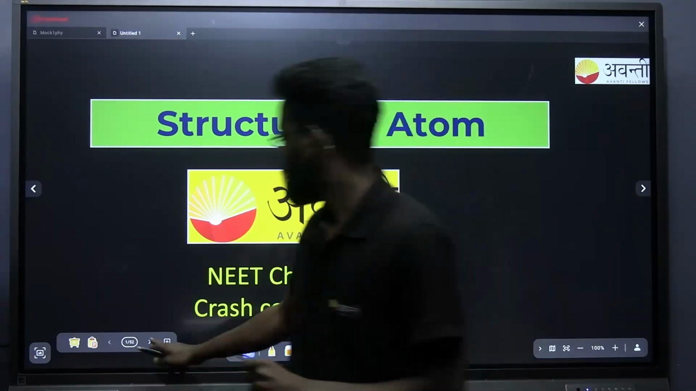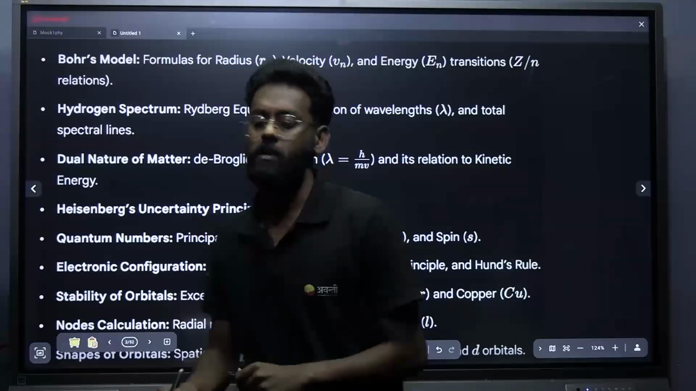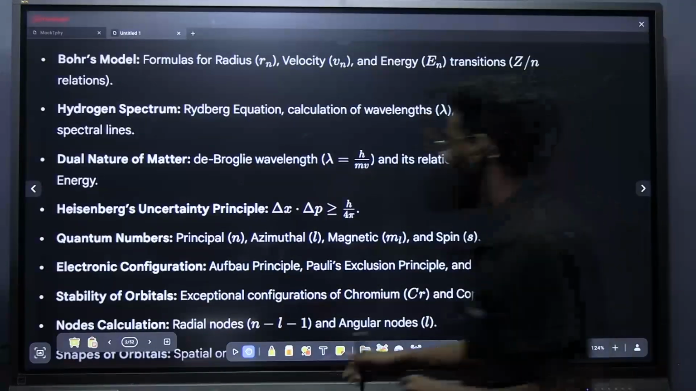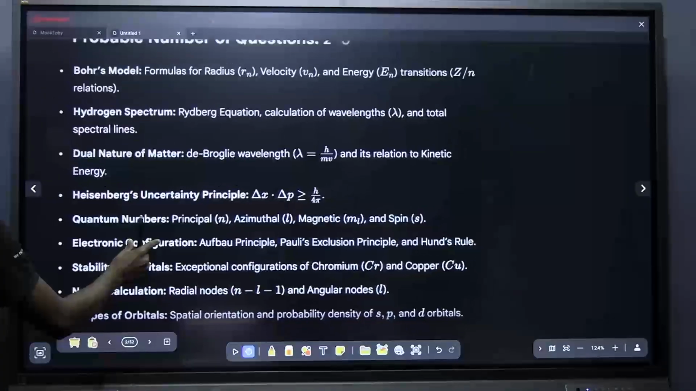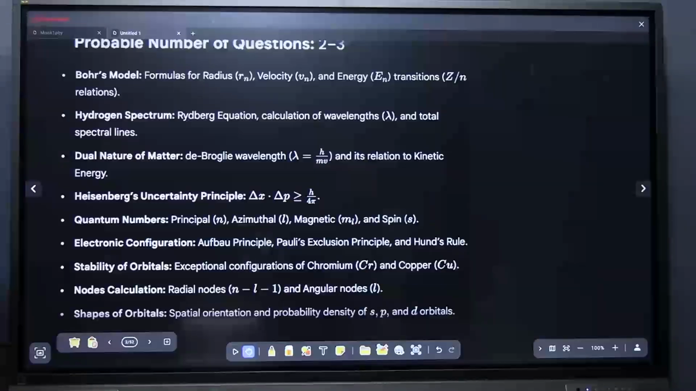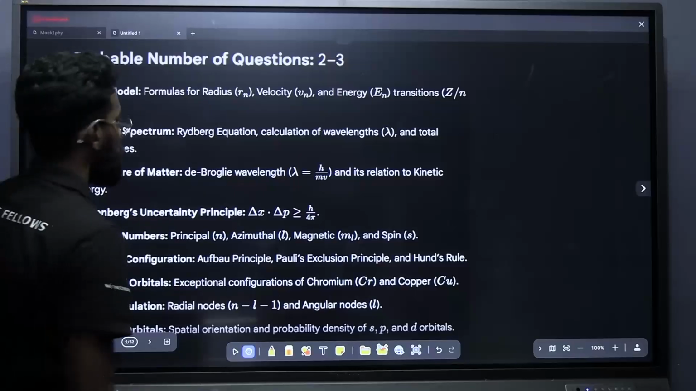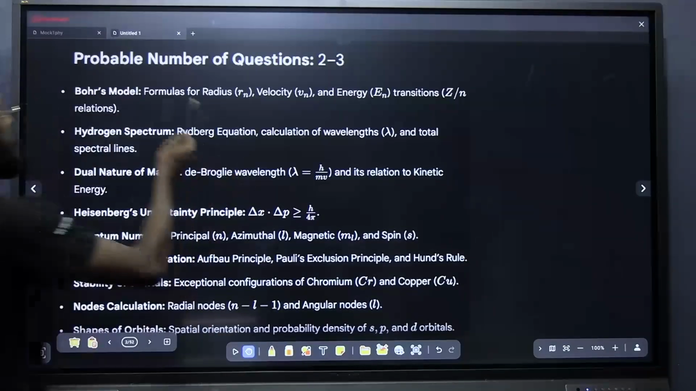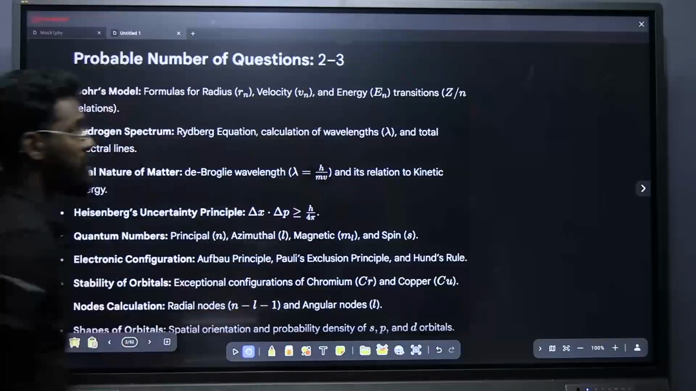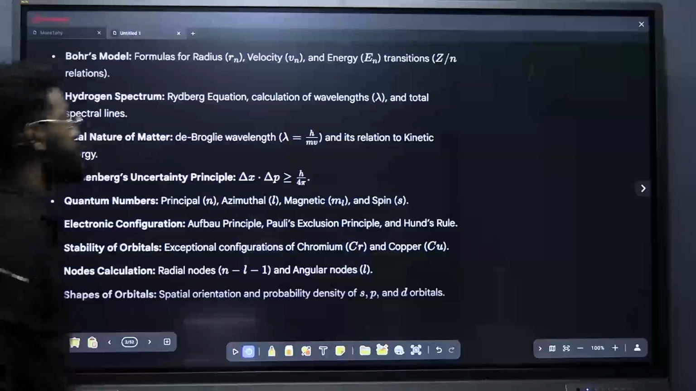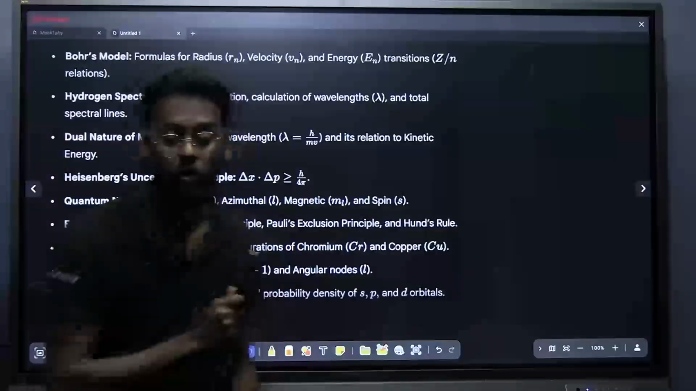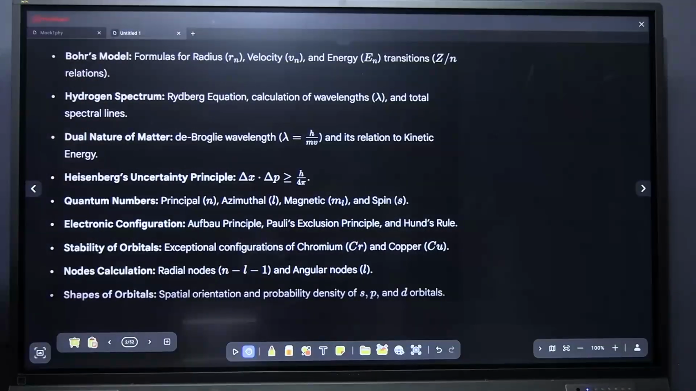Atomic structure is actually a little bit of a big chapter, and the questions coming from this chapter mainly come from topics which we have already discussed in the orientation class itself. The major topic is the Bohr model of atom. The Bohr model of atom is a very important one, and in that, radius calculation, velocity calculation, energy calculation, all these are very important points. The next one is the hydrogen spectrum. In that, the Rydberg equation or formula to calculate the wavelength and total spectral lines is an important topic.